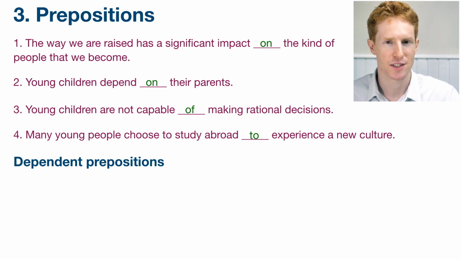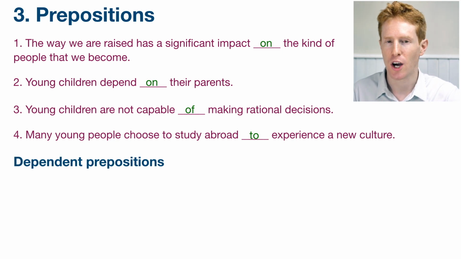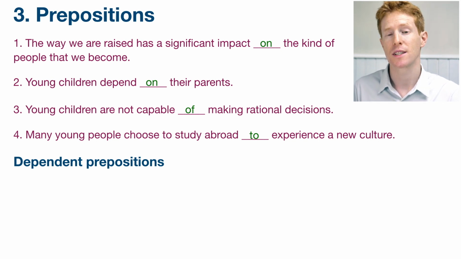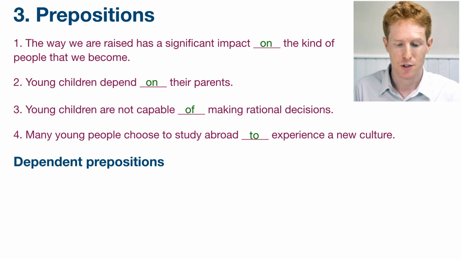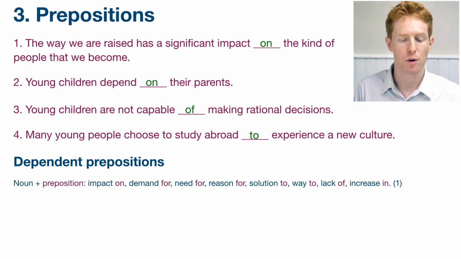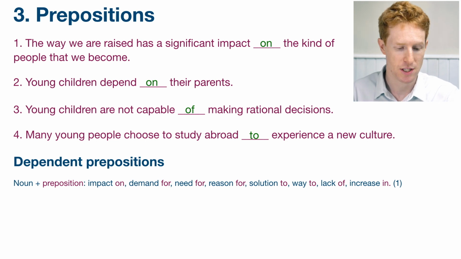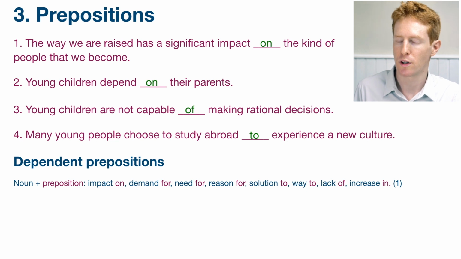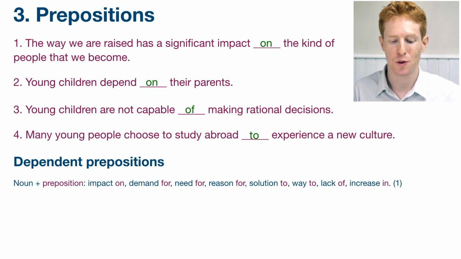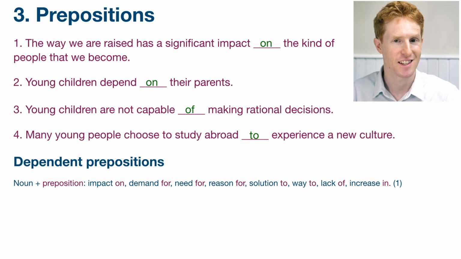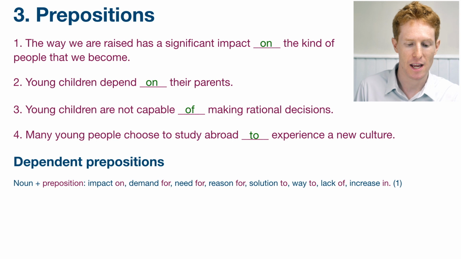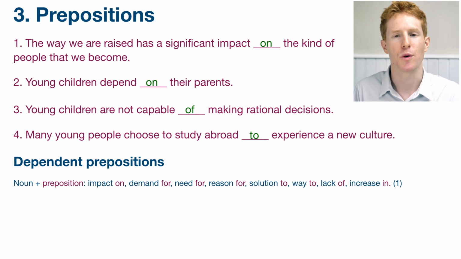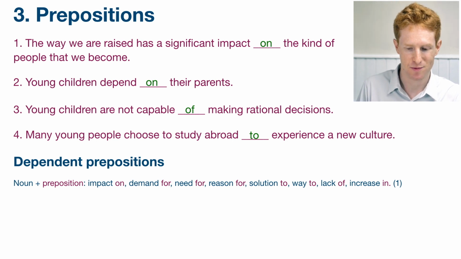Right, now from the first 3 sentences we're looking at what's called dependent prepositions. So when we see these nouns, verbs or adjectives, we always have the same preposition afterwards, which means we can learn that preposition. So, for example, some common noun plus prepositions are things like impact on, demand for, need for, reason for, solution to, way to, lack of, increase in. So when we see these nouns like impact, demand, need, then we always use the same preposition.